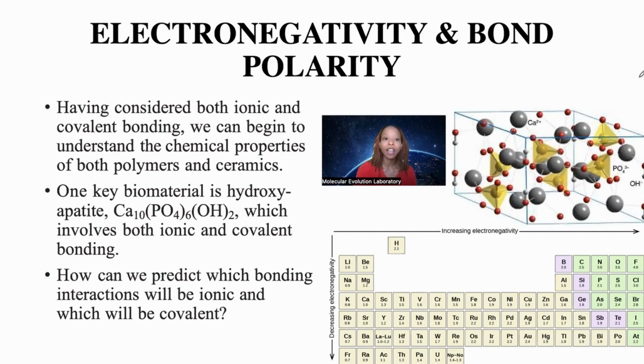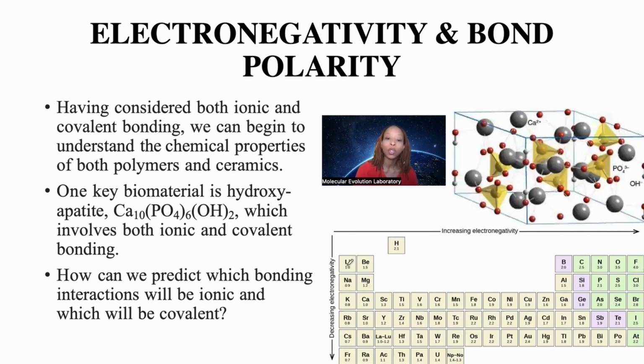Having considered both ionic and covalent bonding, we can begin to understand the chemical properties of the polymers and ceramics. One key biomaterial is hydroxyapatite, which involves both ionic and covalent bonding. How can we predict which bonding interaction will be ionic and which will be covalent? You determine which one will be ionic by determining which one is a metal versus a non-metal. You can recall that the ionic bond is between a metal and a non-metal, while the covalent bond is between 2 non-metals.